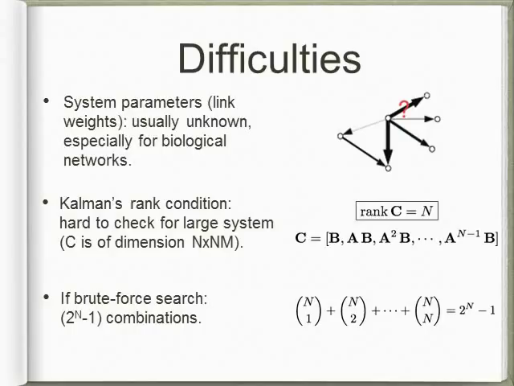And the second difficulty comes from the rank condition. Even though this is a necessary and sufficient condition for the system to be controllable, the controllability matrix is of dimension n times nm. n is the number of nodes, m is the number of inputs, the control signals. So for a very large matrix, checking the rank condition is numerically unstable.